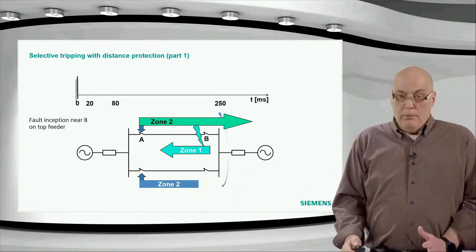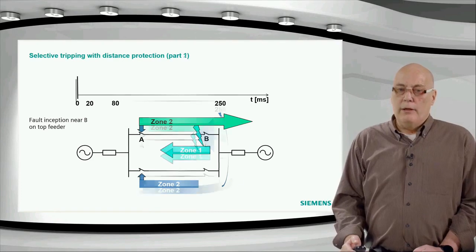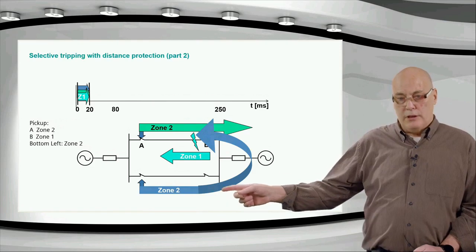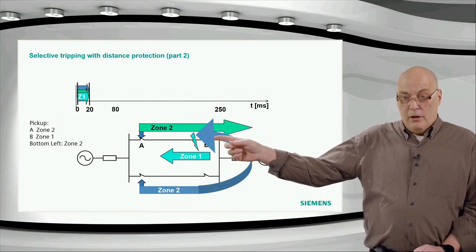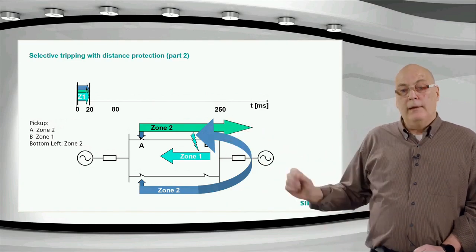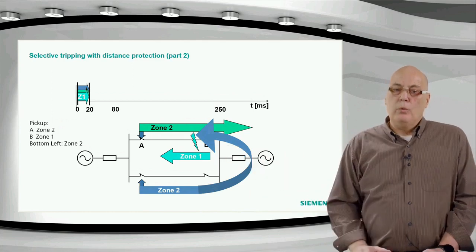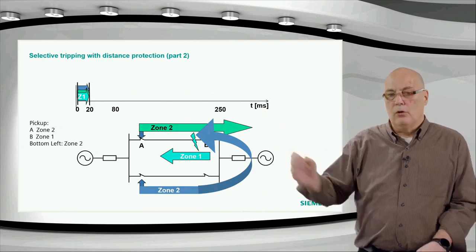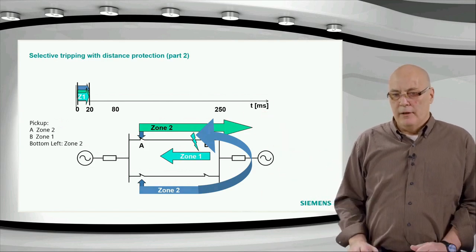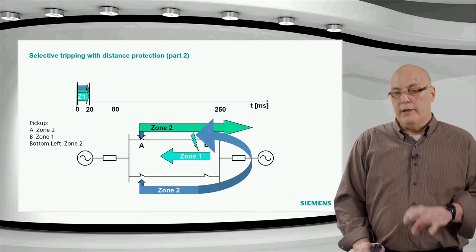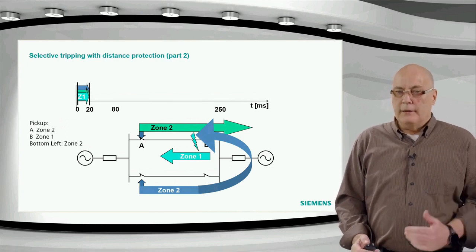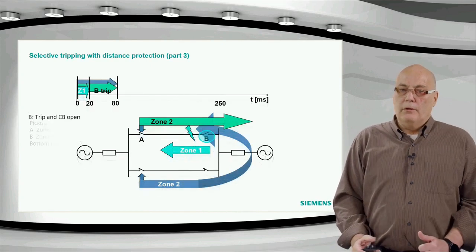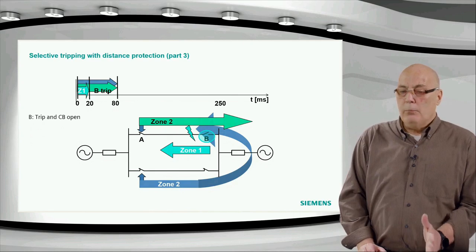Is that a problem? Not really, because initially what we will have picked up is the zone 2 at the bottom, as we just explained, and on the top, the zone 1 on the right-hand side, and on the left-hand side at A, the zone 2 pickup. The pickup takes a certain time, around 20 milliseconds. So all three relays will pick up in these 20 milliseconds. With the time grading, only the zone 1 is going to issue a trip now.